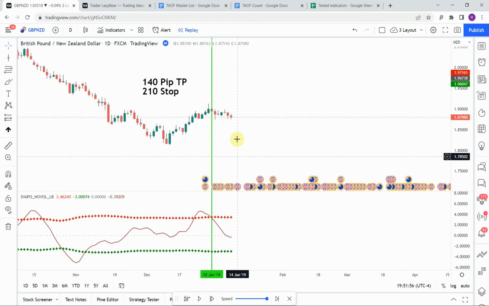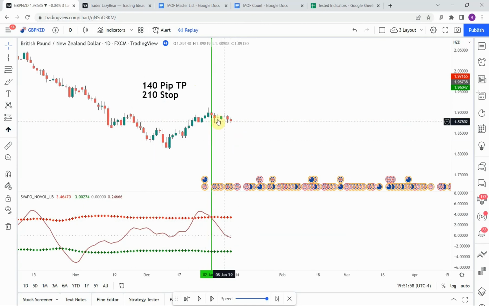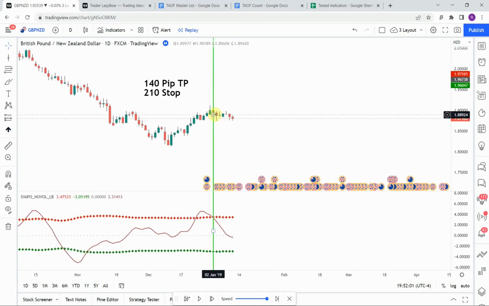It looks like we might get a little bit of a push more to the downside there, but this one definitely got us to our take profit. Let's go ahead and continue on.